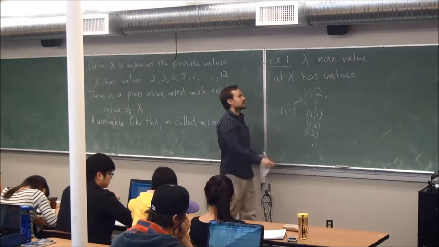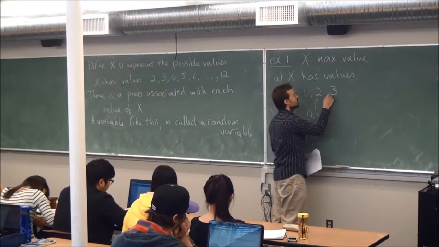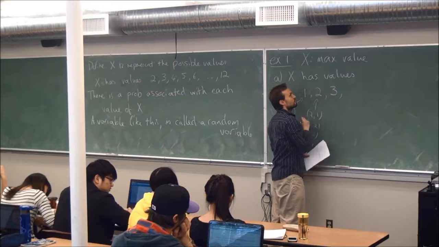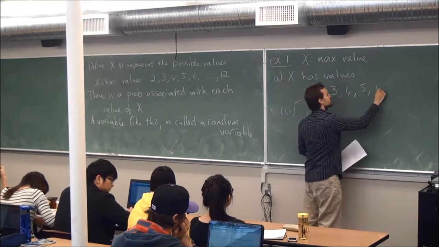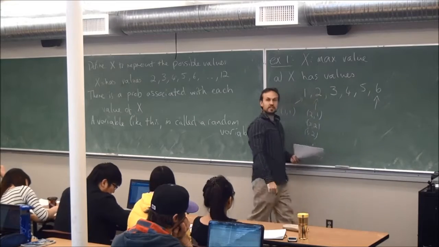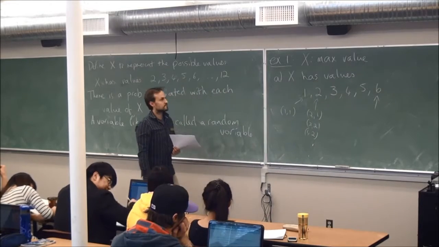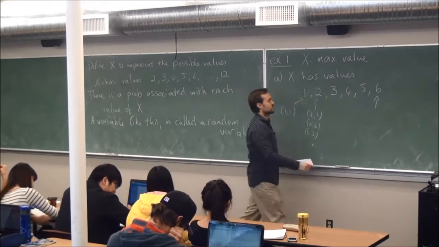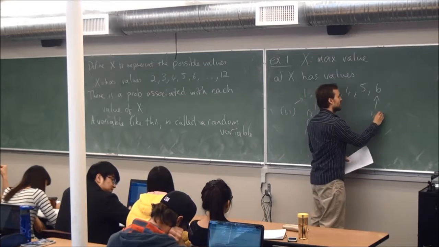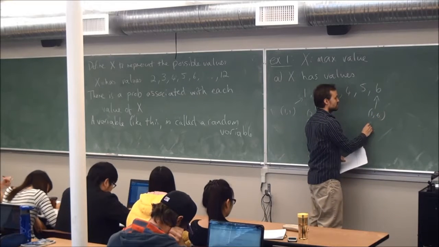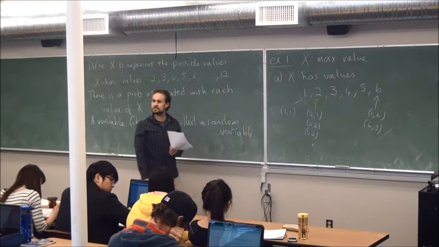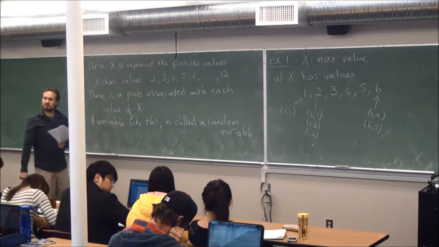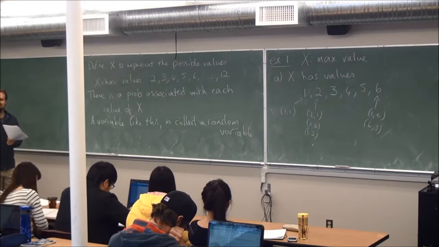Can I get a 3? Now, where do I go? How would I get a 6? 6, 1, 2, 6, 3, 6, 4. Many. Anything with a 6 in it. The highest number is 6. Is everyone happy with what I mean by maximum value?